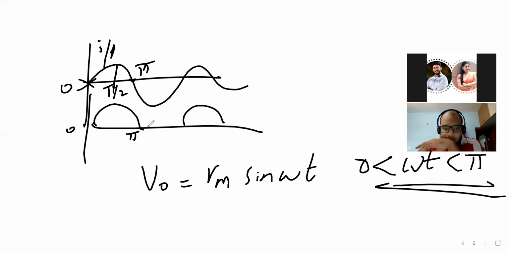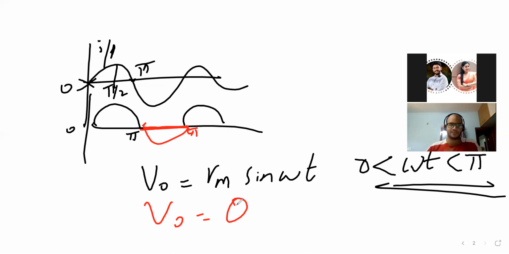So for example, can you tell me, let's take pi to 2 pi, what is my V naught? Is there anything here? No, nothing. So it is 0. That's it.